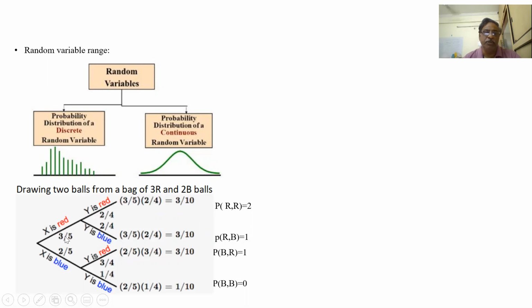Similarly, red and blue: 3 by 5 into how many blue are there? 2. How many balls are left out? 4 balls. So 3 by 5 into 2 by 4, 3 by 10. This is also 3 by 10. See the last one, blue, blue. First possibility is 2 by 5 because there are 2 blue out of 5 balls. Second possibility is 1 by 4. So 2 by 5 into 1 by 4, 1 by 10. So here the probability of BB is 1 by 10.